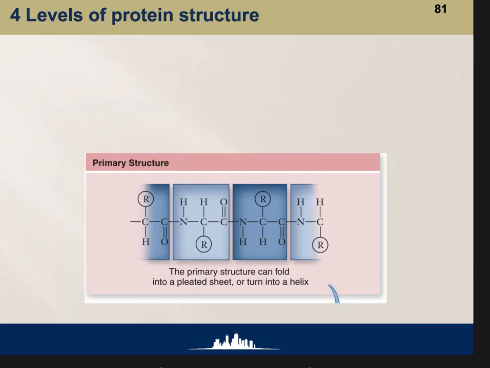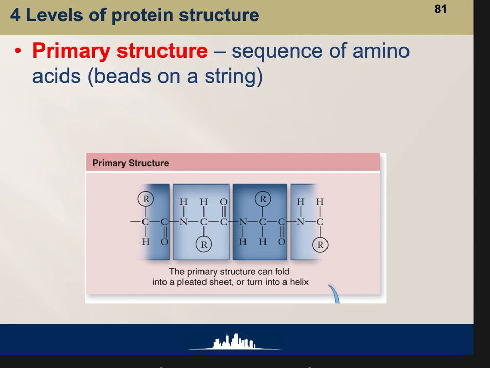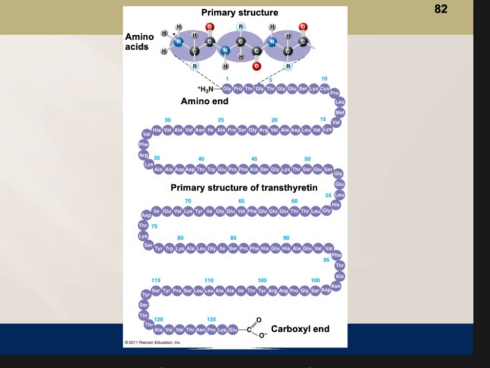There are 4 levels of protein structure. So here we have the primary structure, and these are like beads on a string. Remember, we have this amino acid, we have an amino end and a carboxyl end, and we see here that they are numbered. That's the number of amino acids, to help us understand the complexity of it.